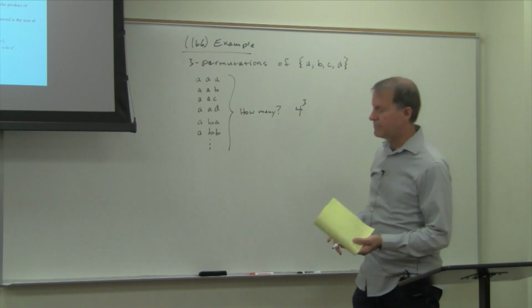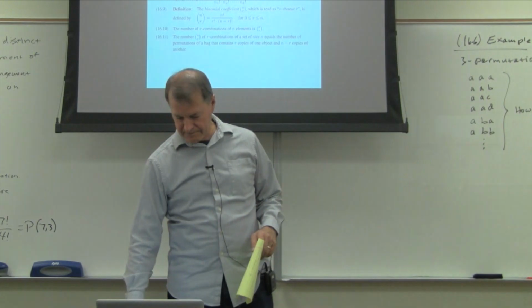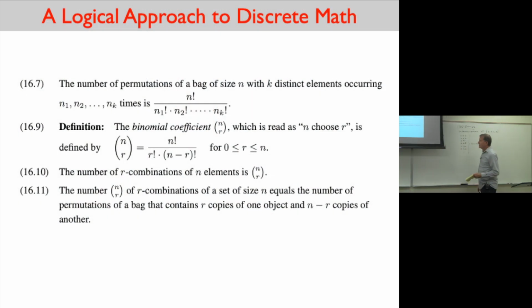Are we good? Okay, let's do the next one, 16.7. Now what does 16.7 say? The number of permutations of a bag of size n. What's a bag again? Size is how many elements?